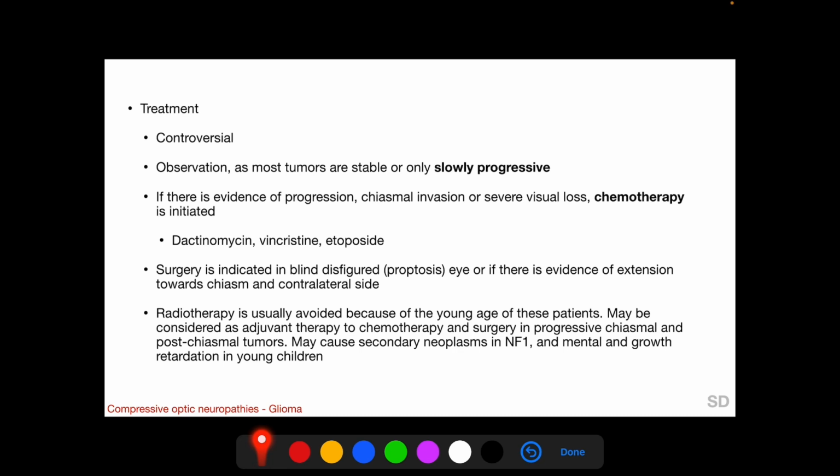Surgery is indicated in blind, disfigured proptotic eyes, or if there is evidence of extension towards the chiasm and/or the contralateral side. Radiotherapy is usually avoided in OPGs because of the younger age of these patients, but radiotherapy may have to be considered as adjuvant therapy to chemotherapy and surgery if there is post-treatment progression of chiasmal and post-chiasmal tumors. Radiotherapy may cause secondary neoplasms in neurofibromatosis type 1 and mental and growth retardation in young children.